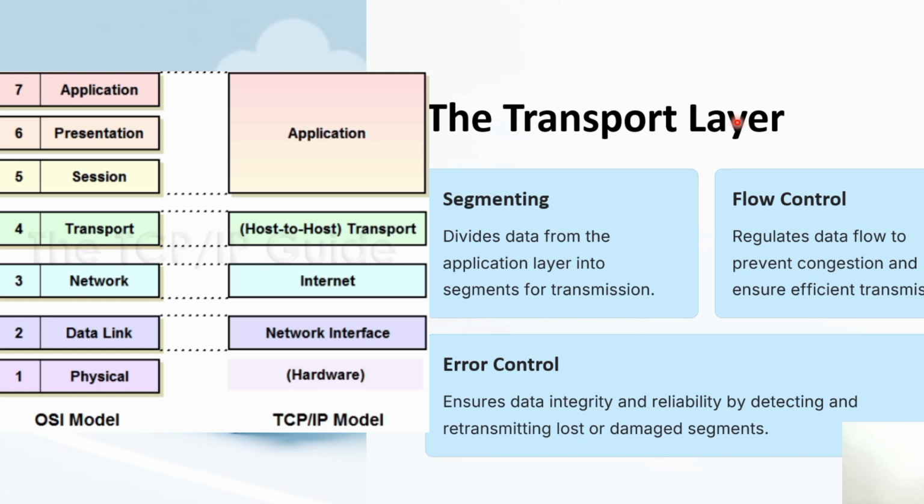Then the transport layer. As usual, it helps with segmenting: it divides the data from the application layer into segments for transmission. Then flow control. If there is a huge amount of data, there is a possibility of congestion and network traffic, so we have to regulate the data flow to prevent congestion. The final thing is the error control method. By detecting and retransmitting lost or damaged segments, we can control the errors.